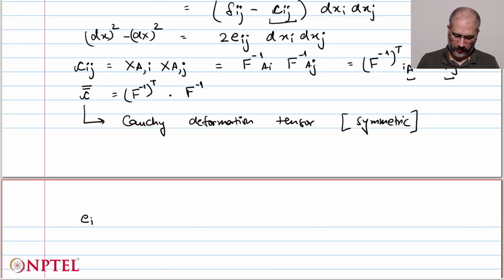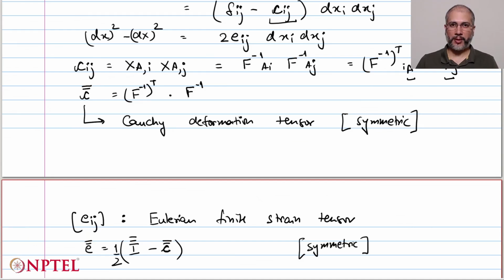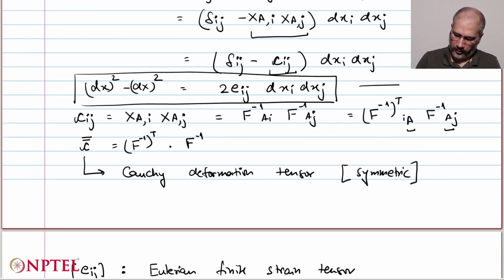Next we come to small e, and this quantity small e_ij, the tensor, has a name. It's called the Eulerian finite strain tensor. And this is defined as identity minus small c times half. Again, this half is for reasons to ensure cancellation later, as we'll see. And this again is symmetric because it's a difference of identity, which is symmetric, and c, which we just showed, the Cauchy deformation tensor, is symmetric. So let's box this, and we'll call this 2.